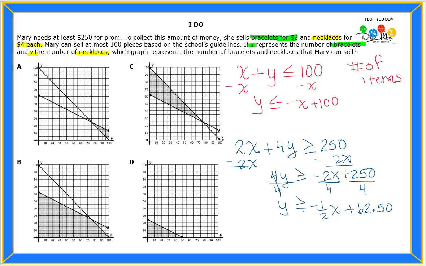Now I'm going to graph those two inequalities. Let's start with the top one, the red one, which says Y is less than or equal to. Now I am going to need to find the y-intercept at 100, which I see right here. Not letter D. Letter D doesn't have anything at 100, so that cannot be my answer. And letter B does, so we're good on that one.